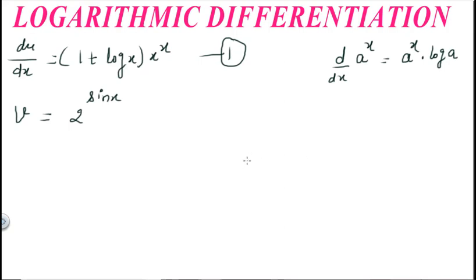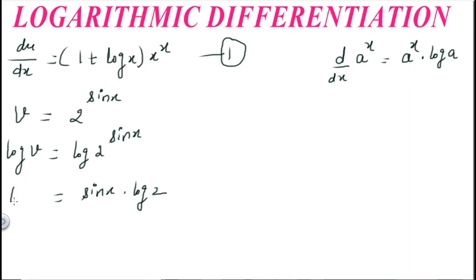Or also we can do it using log. So let us take log on both the sides. Log v equal to log of 2 to the power sine x. Now log of a to the power b, you know b will come in front, which is sine x, into log of 2. Here log of v is there. Now differentiating both the sides with respect to x, 1 by v dv by dx equals, you know log 2 is a constant, so log 2 as it is. Differentiation of sine x will be cos of x.